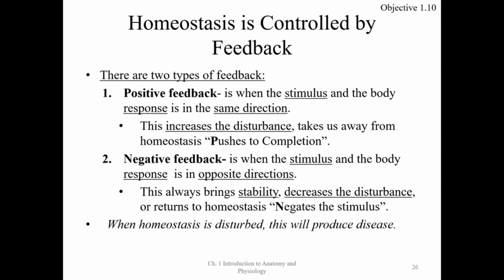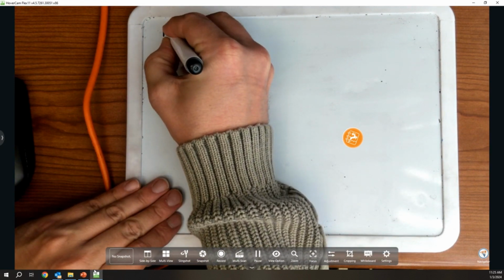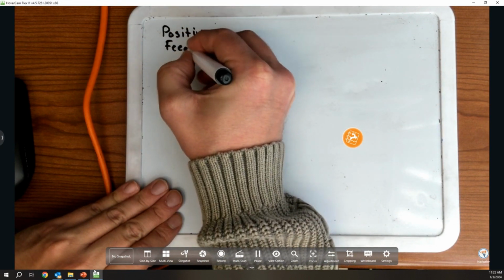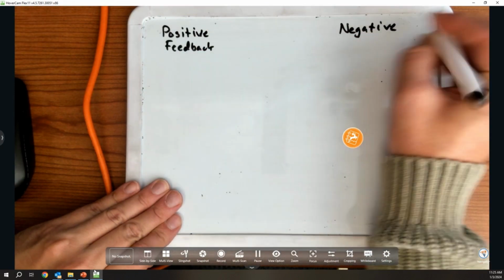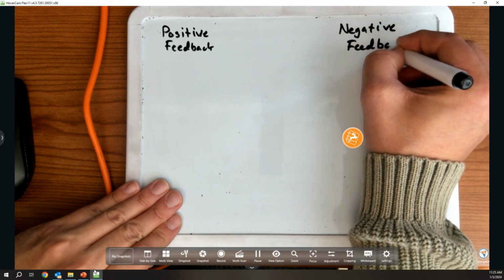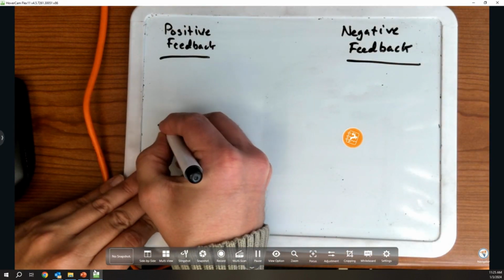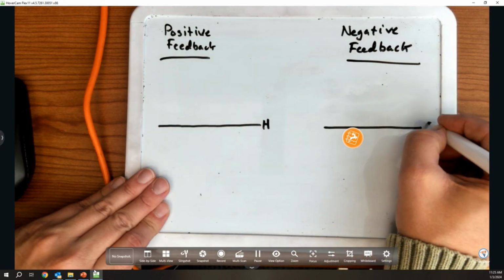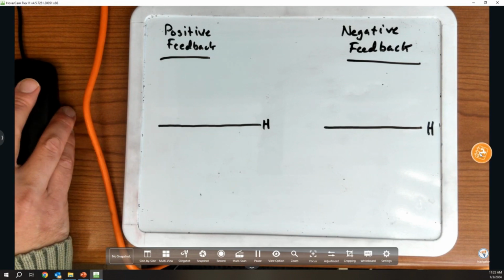All right. Now, positive and negative feedback. This can be a little tricky at first. This is one of those really hard-to-learn things at first. So we have positive feedback and negative feedback. Here we have H for homeostasis. This would be homeostasis being achieved.